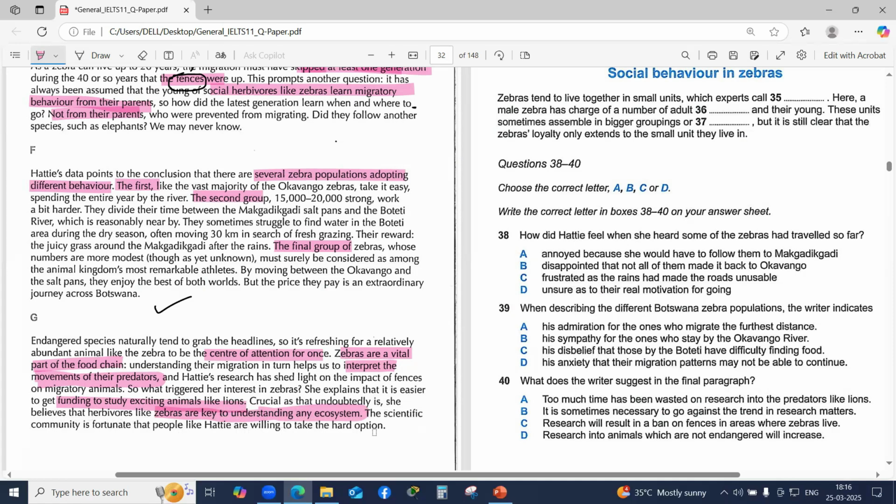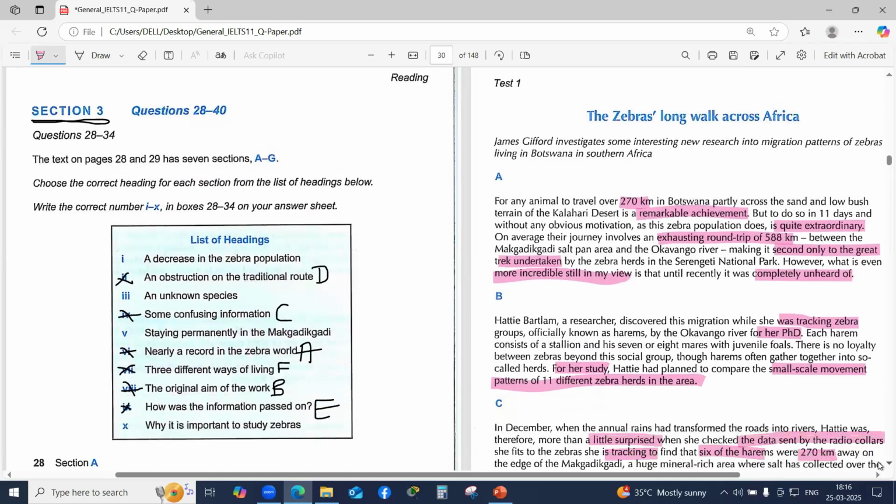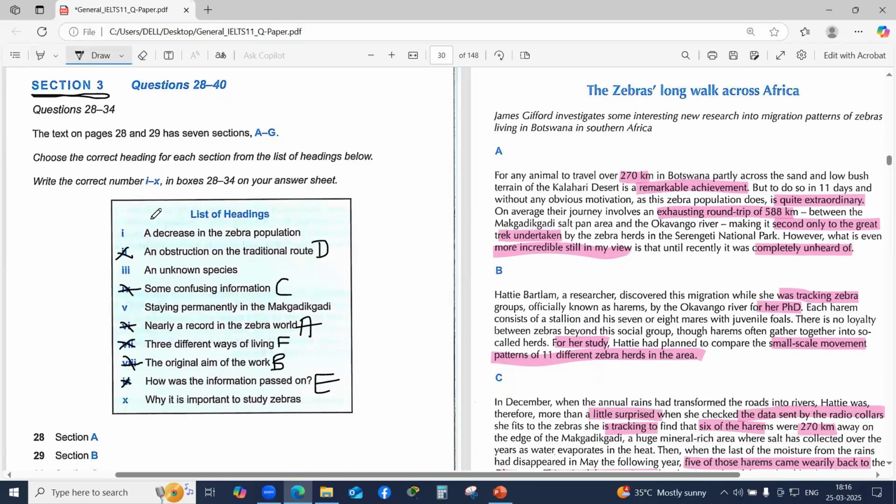Now, my highlighted ones are giving you the idea, which is the inference. Zebras are the center of attention. They are a vital part of the food chain. They help to interpret movements of their predators. They are key to understanding any ecosystem. They help get funding to study other animals like lions. So very clearly, paragraph G is talking about how vital zebras are to the ecosystem. So definitely there is one match here.